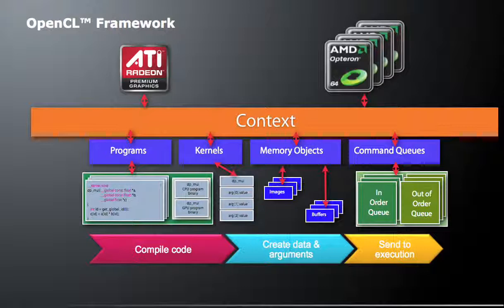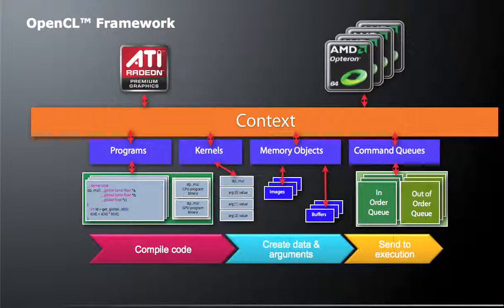So how would we actually submit work to these devices? Well, there are three basic steps that you're always going to use. The first thing you're going to do is compile code. After you've compiled that code, you're going to create data and set your arguments. After you've done those three easy steps, you'll have executed an OpenCL program.